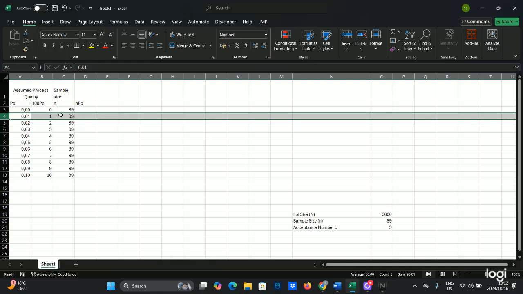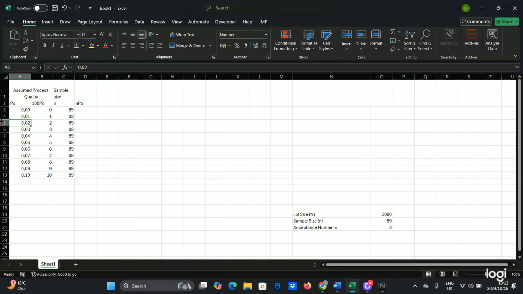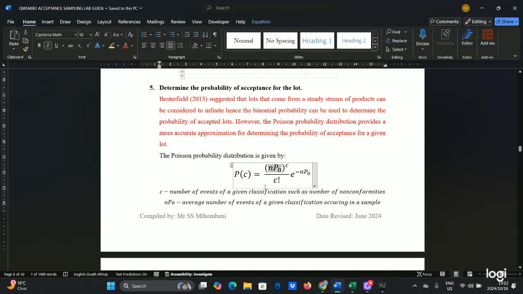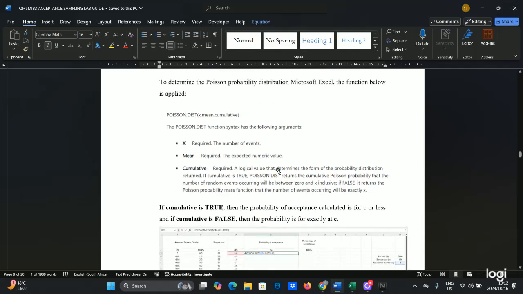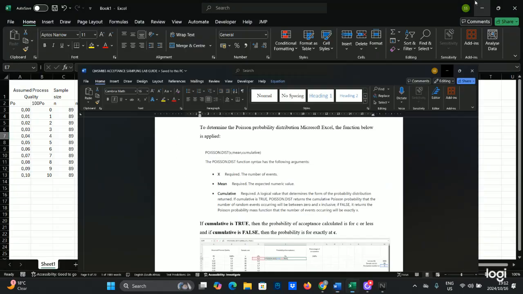So it's the proportion of the sample, given that we find 1% defective, and then the proportion of the sample if we find 2% defective, right? Now, to do a Poisson distribution, you have to calculate the NPO value, and then you'll see where it adds up.